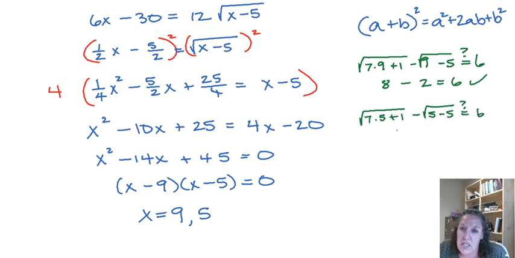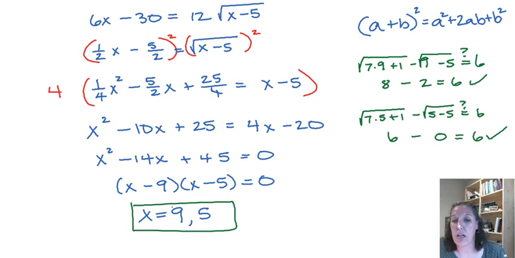And then checking the other one, 7 times 5 plus 1 minus the square root of 5 minus 5, is that equal to 6? 7 times 5 is 35, plus 1 is 36. The square root of 36 is equal to 6. And then we get 5 minus 5 is 0, and the square root of that is still 0. And 6 minus 0 is equal to 6. So both of these are part of our solution set.